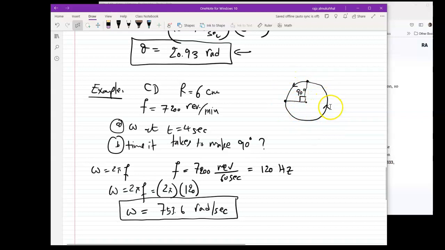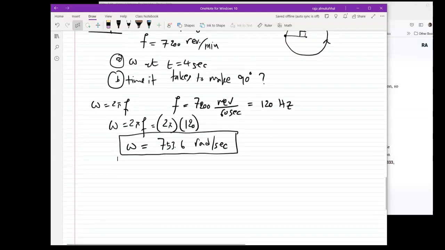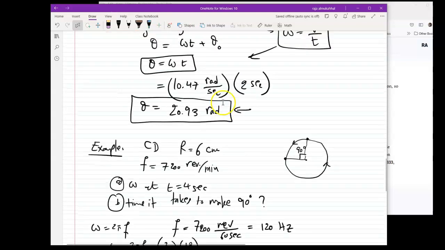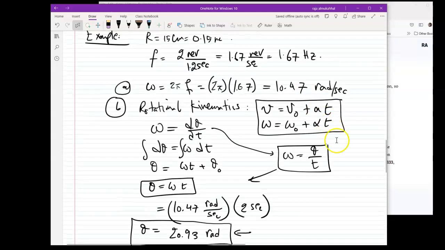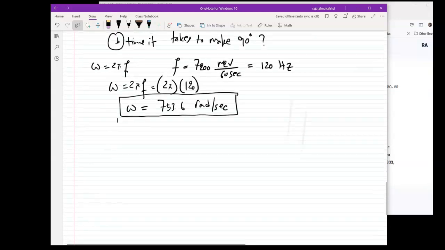I'm going to do this problem later on when I cover rotational kinematics. But let me calculate how long it will take the CD to travel or to make a 90-degree angle with such RPM. You see what I'm saying? So how do we do it? Well, the reason I picked this example is because it's similar to the previous example, where we said that theta is equal to omega t, or it comes out from here, omega equals theta over t, or delta theta over delta t.